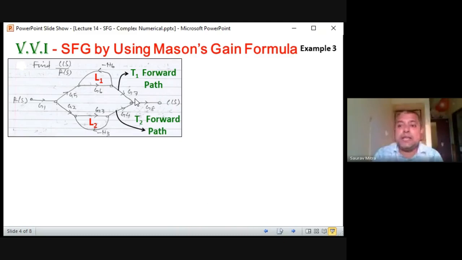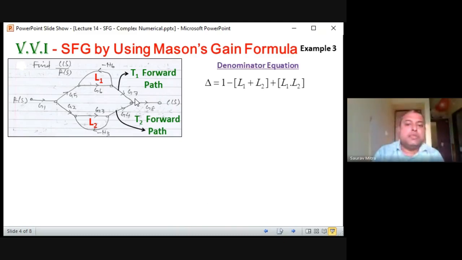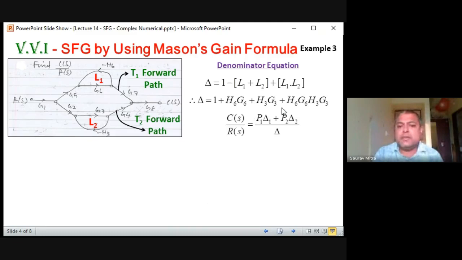So how to do that in a mathematical fashion, that we are going to see now. The denominator equation is delta equal to 1 minus L1 plus L2 plus L1L2. We have seen this, and we derived it on the previous page. Now we are directly finding the transfer function. So C(s)/R(s): here I am showing T1, so you can write T1 and T2, or P1 and P2, it does not matter as long as you substitute the values correctly. As I have written T1 here, you can make it T1 delta 1 plus T2 delta 2. Only the delta 1 and delta 2 values you should know how to calculate, and that is where students make the biggest mistake.